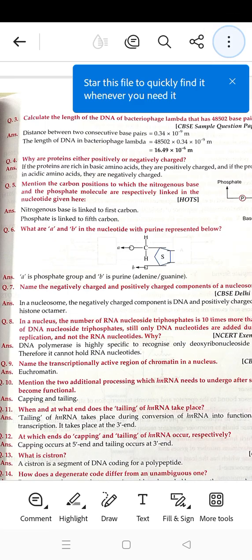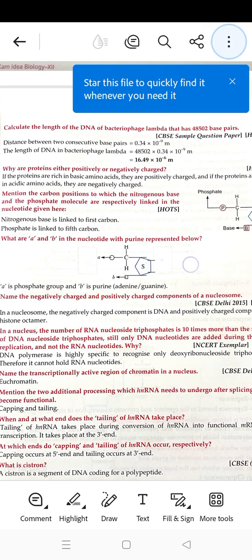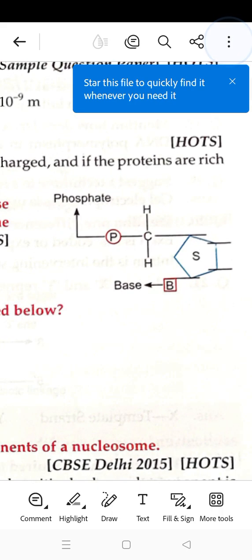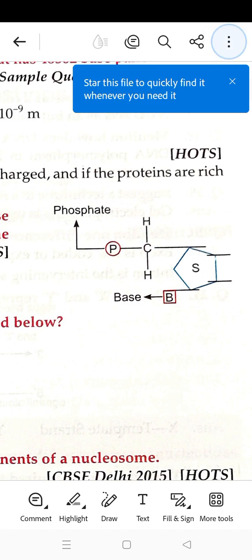Now next, question 5. Mention the carbon position to which the nitrogen base and the phosphate molecule are respectively linked in the nucleotide given here. So you can see in this diagram a sugar connected with the base at carbon number 1, and at carbon number 5 the phosphate group is linked.